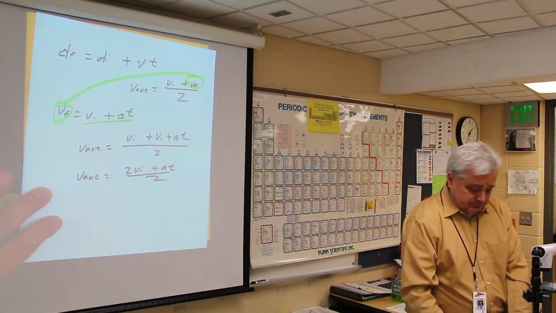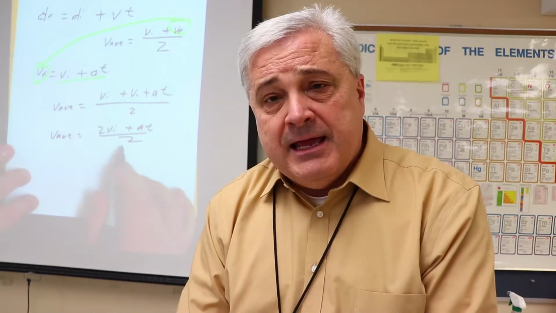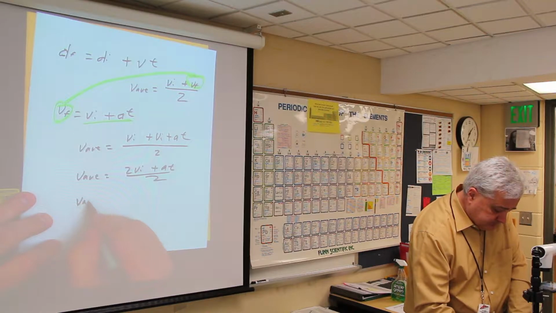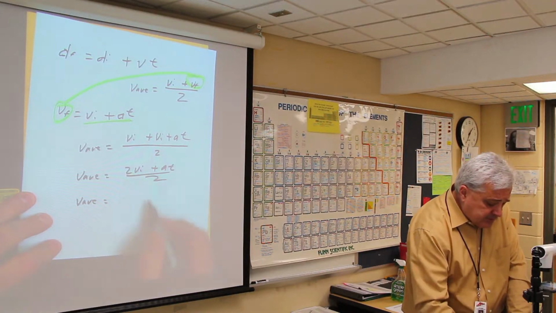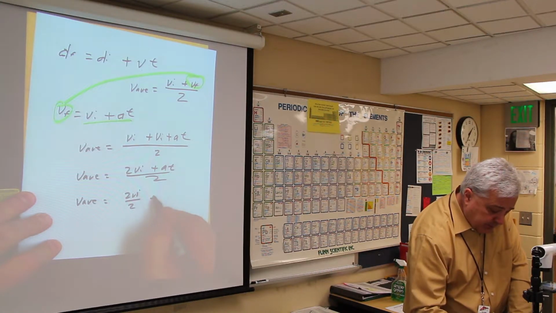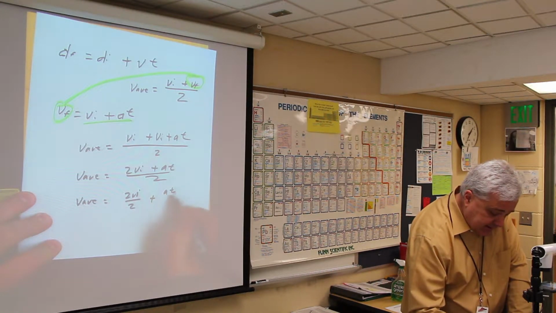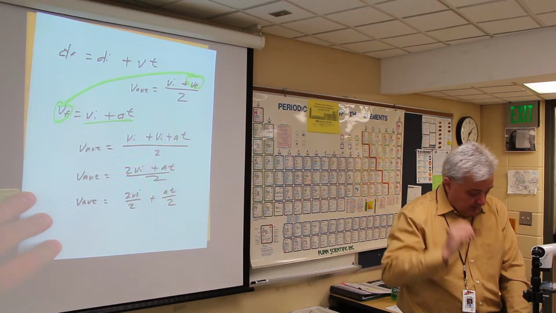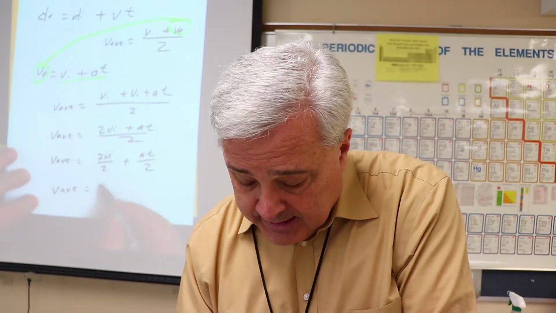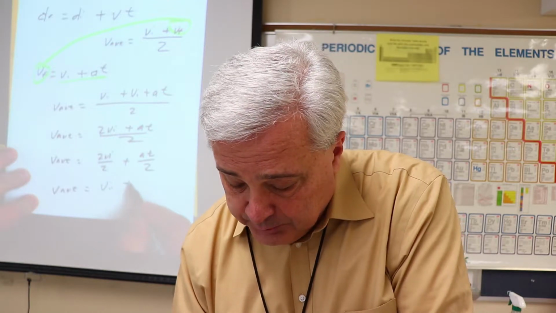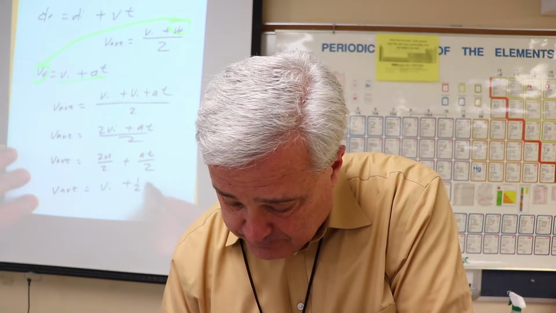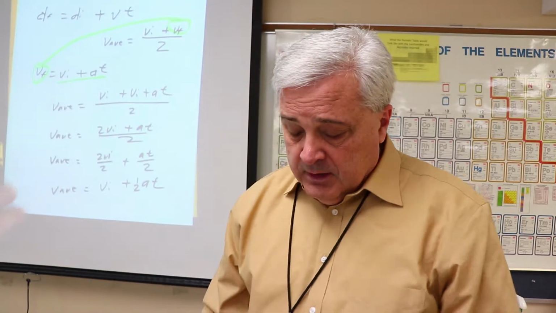That's a 2. I don't really know what language that's a 2 in, but we're going to go with it being a 2. Now I'm going to split it: 2VI over 2 plus AT over 2. The 2's are going to cancel, and I'm going to end up with VI plus, and I'm going to bring the 1/2 out just because it's more commonly seen this way.